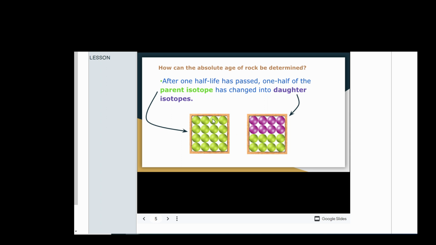So we started off with 16 parents, now we have 8 parents and 8 daughters. So we've cut it in half here. Each time that happens, it's another half-life. So if we lose half of the parent again, we'll lose 4 more of these, so we would have 4 parent and 12 daughters. That would be a second half-life.